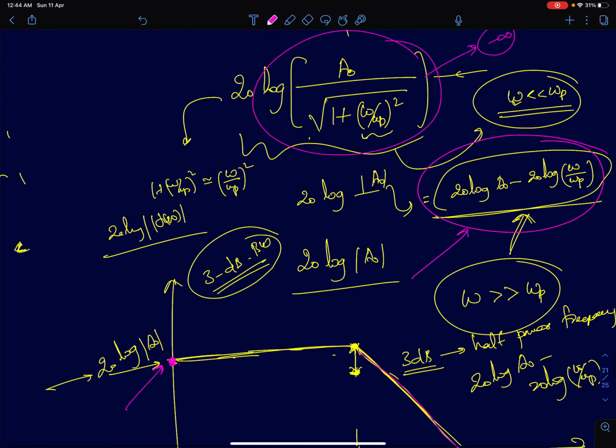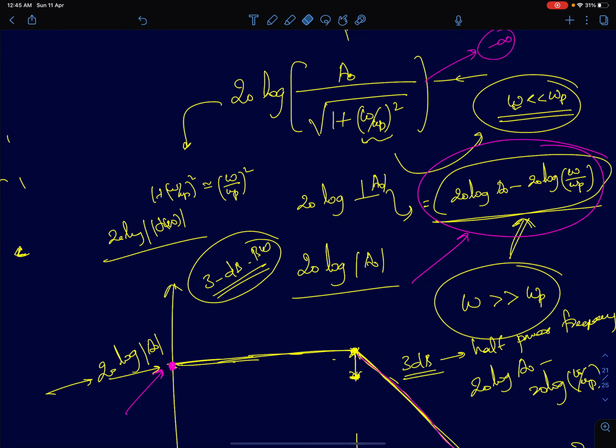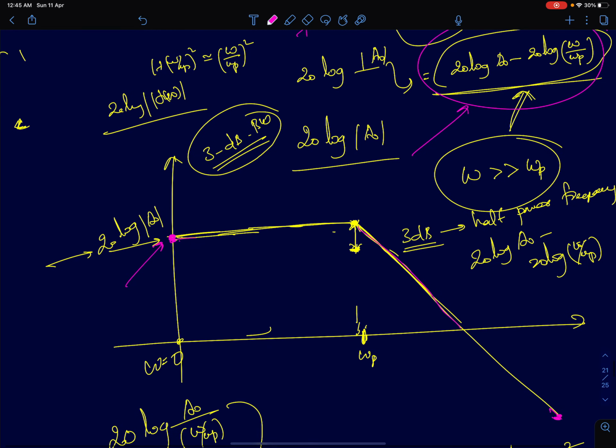Because if you look at this function, at any value of omega greater than omega p, the denominator will be greater than 1. Therefore, the numerator will be less than a0. It will be a0 by a number greater than 1, so it will be less than a0. So therefore, the graph will look something like this. The actual graph will again be less here as well, because we made an approximation, it's going to be less than that. It's going to be less here as well.